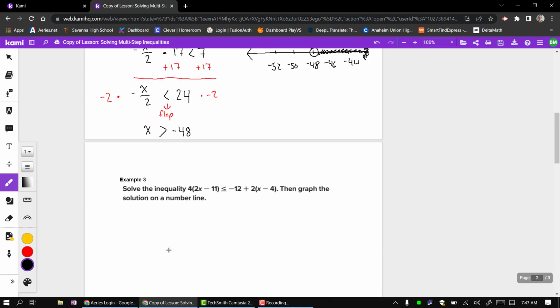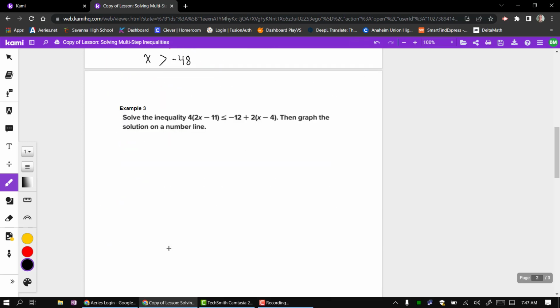Let's take a look at our third example. This one says solve the inequality, then graph the solution on a number line. So I have 4 times 2x minus 11 is less than or equal to negative 12 plus 2 times x minus 4. So we've got to get rid of these parentheses.